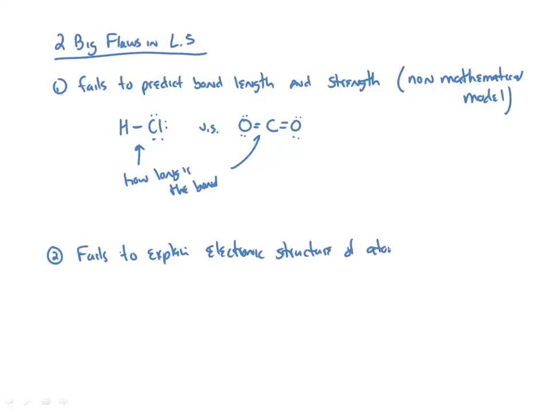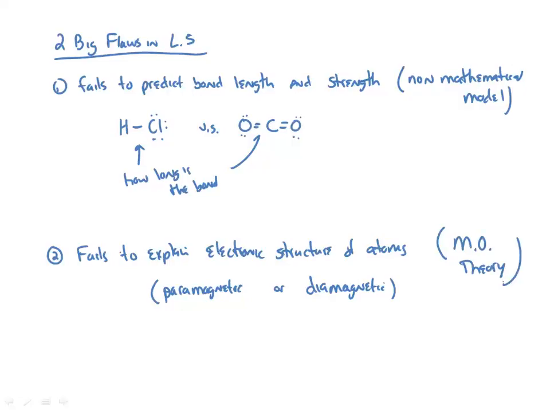Of atoms. Meaning it gets the concept of if things are paramagnetic or diamagnetic wrong. And we'll talk more about this because valence bond theory tends to get this wrong too. So we're going to put that off till MO theory, the molecular orbital theory, to explain the details behind it, because it's pointless to say it now, then come back and repeat it in 30 minutes or something like that.